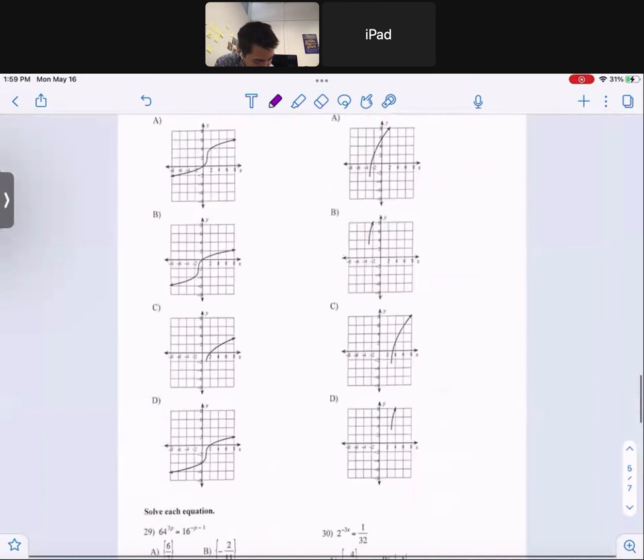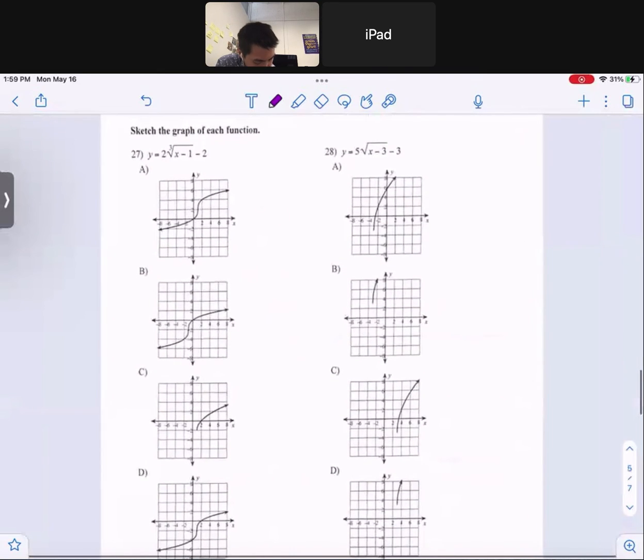And then the last two for this video. Okay, again, these are transformations. With cube roots, those look like this. That's what cube roots look like. Right 1, down 2. So go from the center. Which one looked like I went right 1, down 2? Not that one. Right 1, no. Right 1, down 2. It's D.